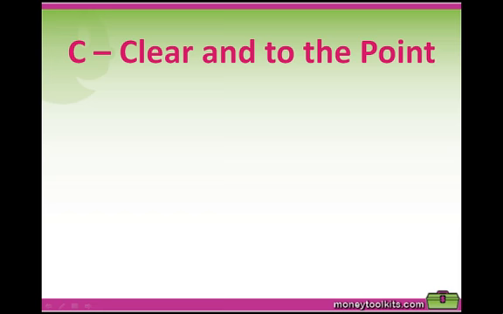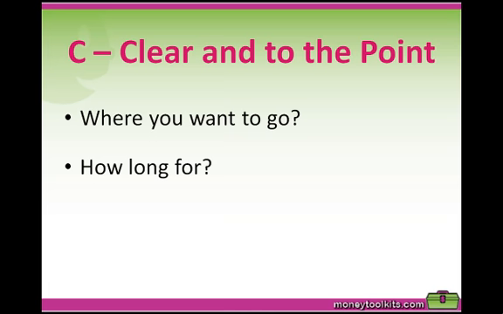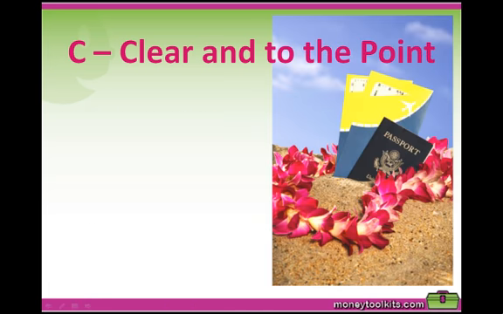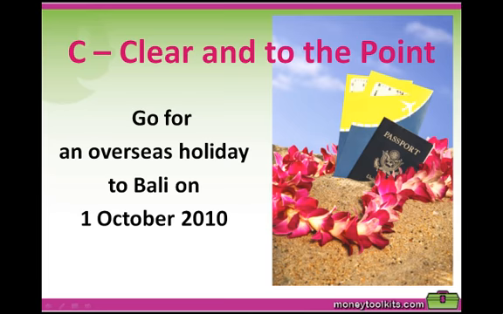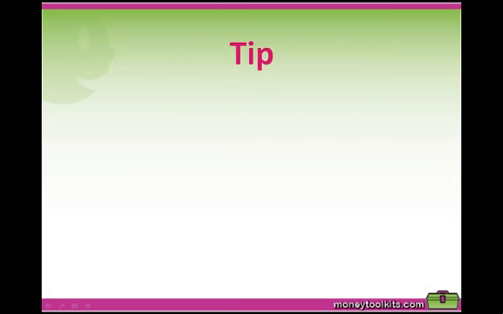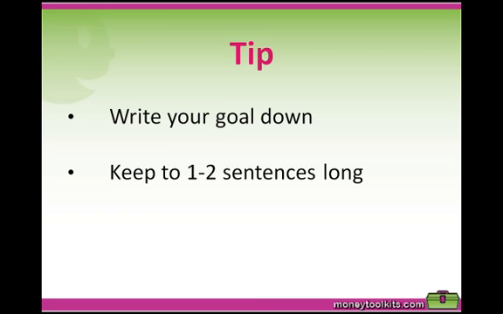Let's look at another example. Let's say that you want to go on a holiday. Write down where you want to go, how long for, and when. So this might be that you want to go for an overseas holiday to Bali on the 1st of October 2010. Can you see how this is more specific than just going on a holiday? When you're setting your goal, we suggest that you also write it down and keep it to a maximum of 1 to 2 sentences long.